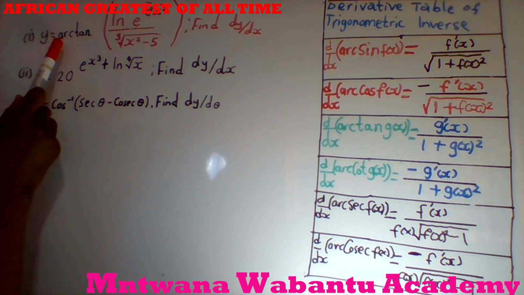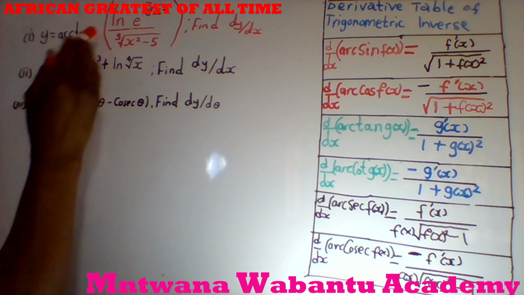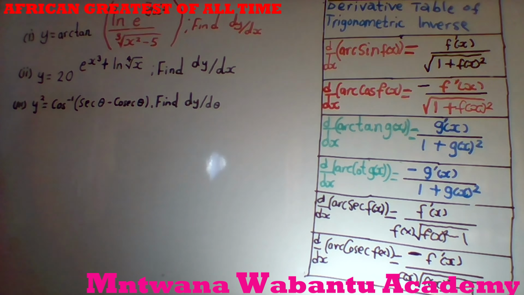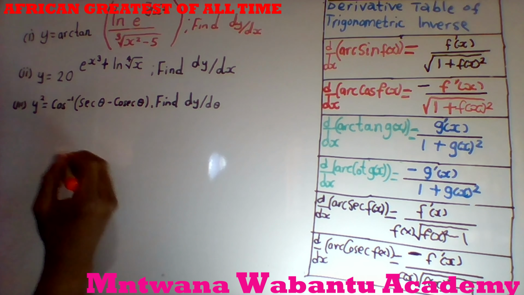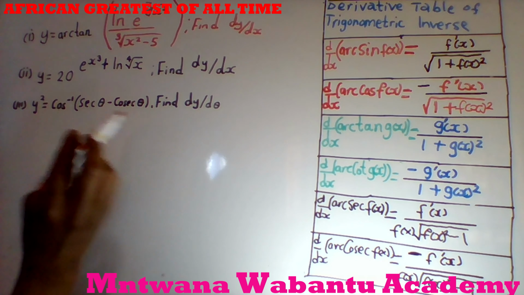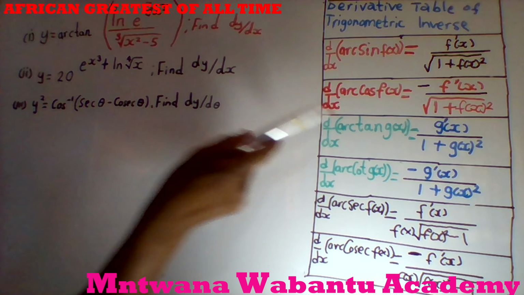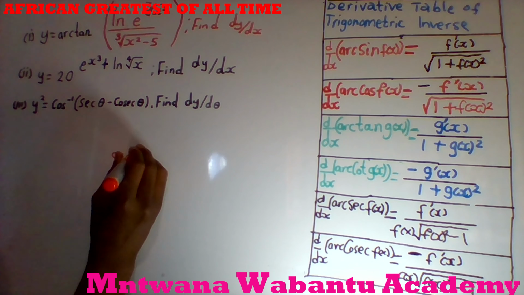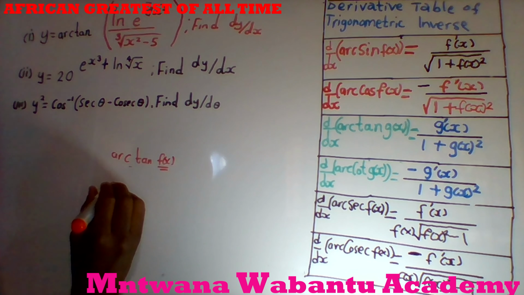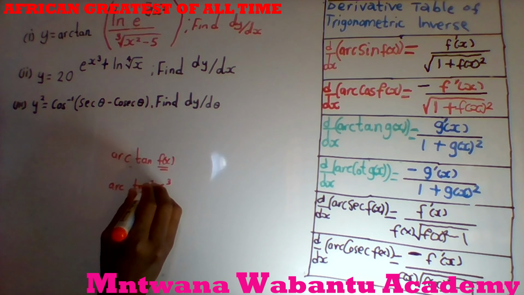Let's say y equal to arctan. So everything in front of tan is the function. Like here, y squared equal to cos inverse, everything in front of the cos inverse is the function. So if it's arctan, you're gonna have to go to the arctan derivative table. If somebody gives you arctan of whatever, anything in front of the arctan we call the function. Just like if somebody gives you arctan x cubed, all this is the function.